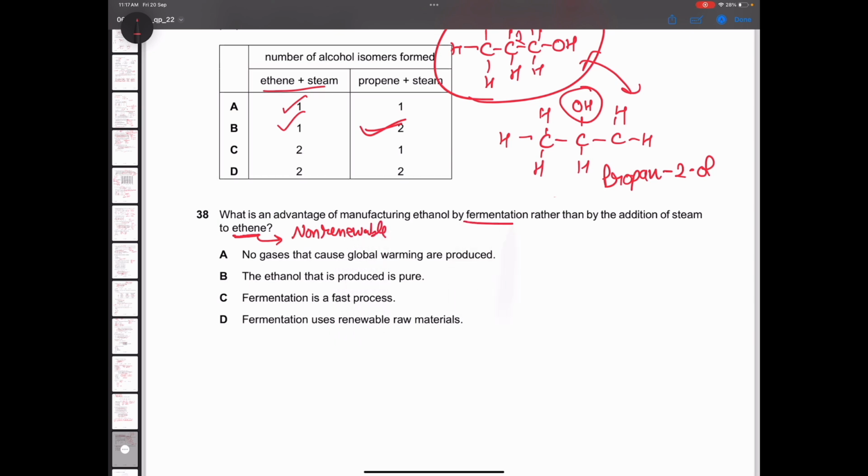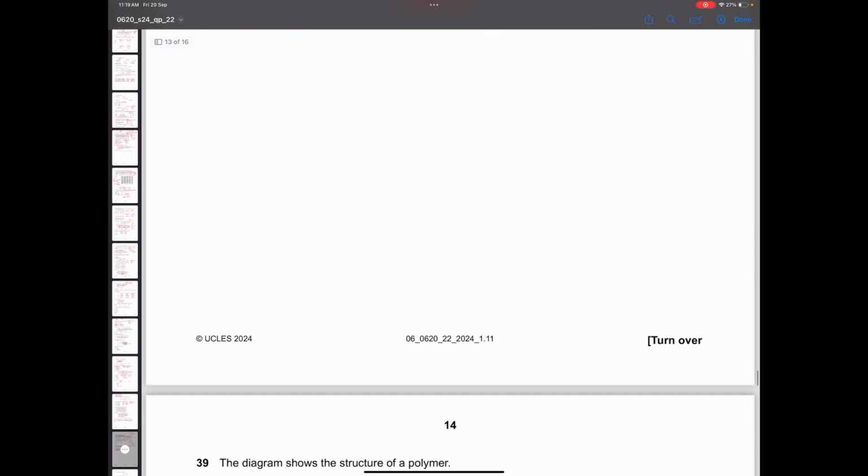But fermentation is a renewable process, it can be done again and again. So, is fermentation a fast process? No, fermentation uses renewable raw materials. It uses a mixture of glucose and yeast. So, that is a renewable resource. But ethene is a non renewable resource. So fermentation uses renewable materials. Option number D will be the correct one. Let's move on to the next question.